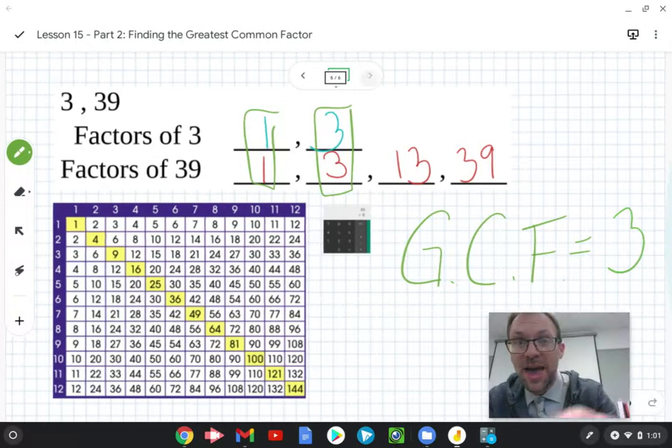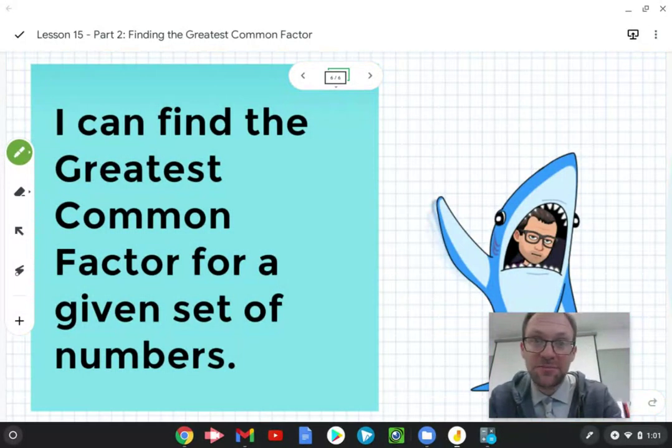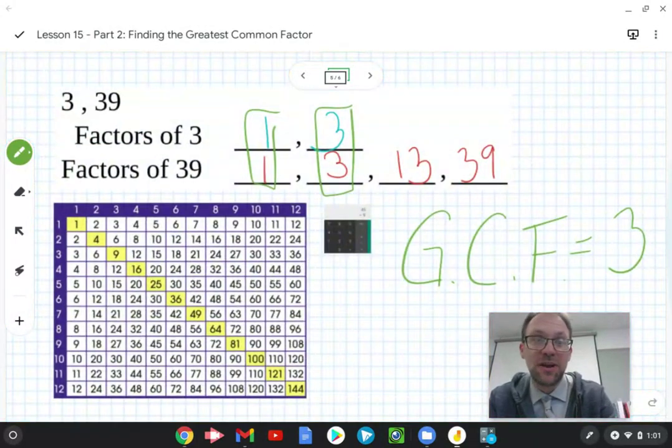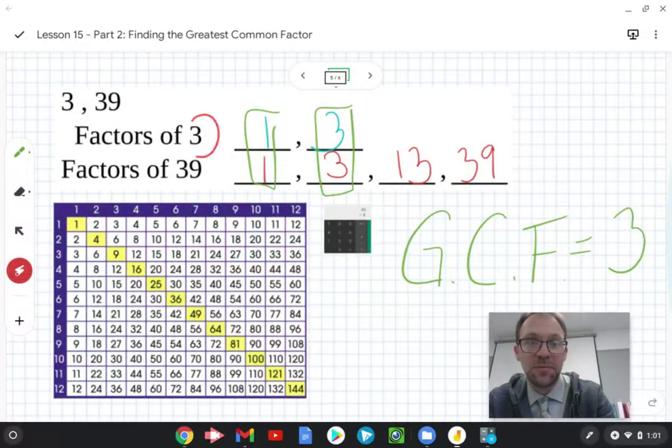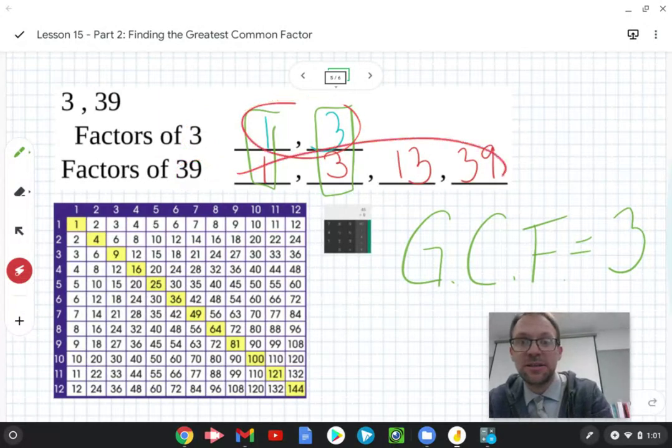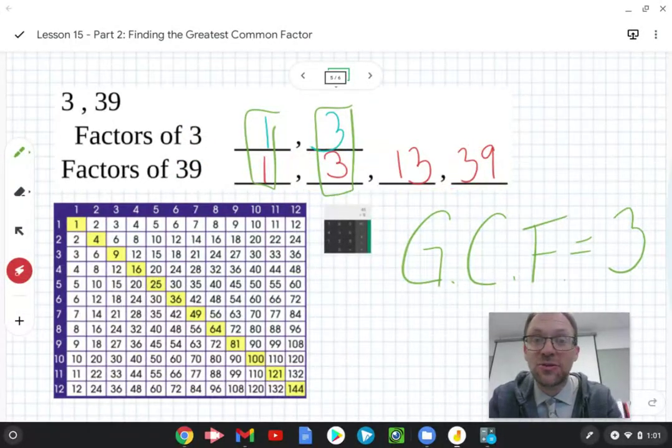All right, that is how you find the greatest common factor. You factor out each number that you're given into 2 lists. You compare the lists, circle all the factors they have in common, and then identify the biggest or the greatest one. That's the greatest common factor.